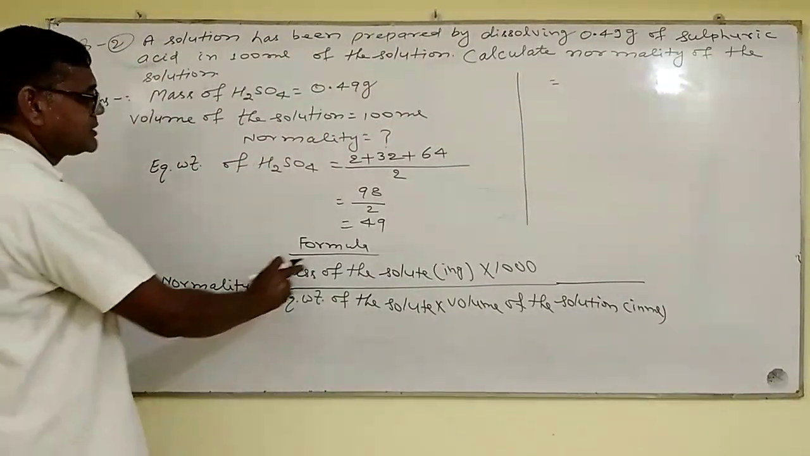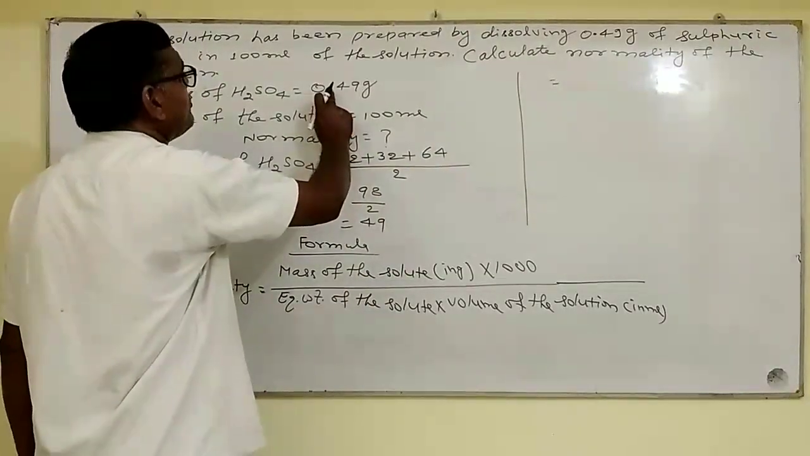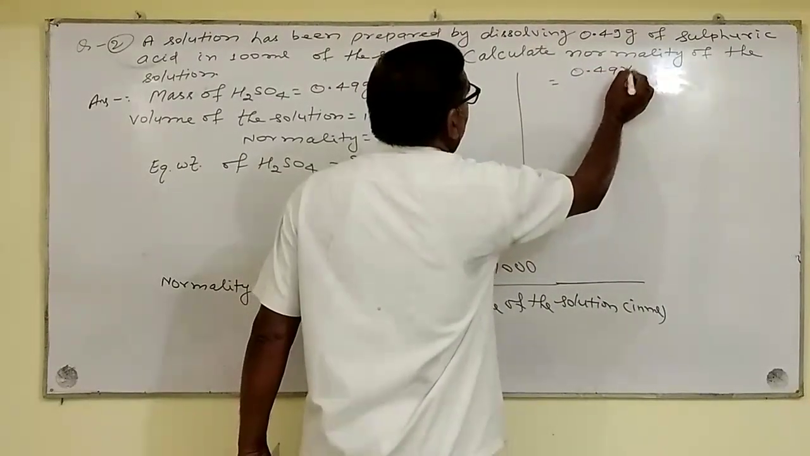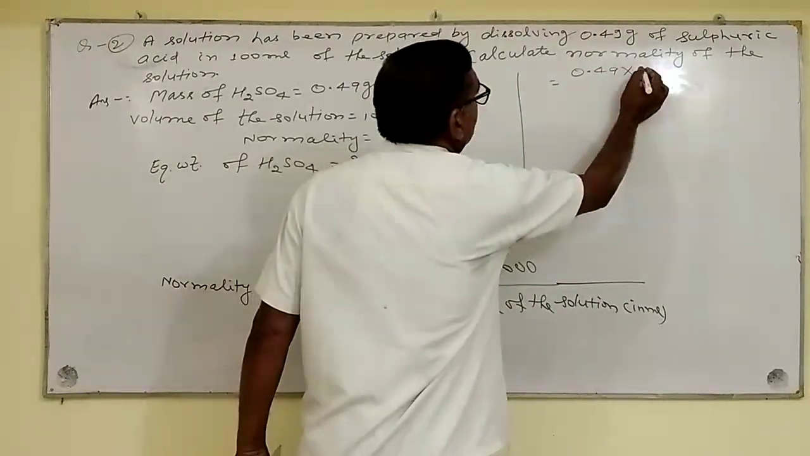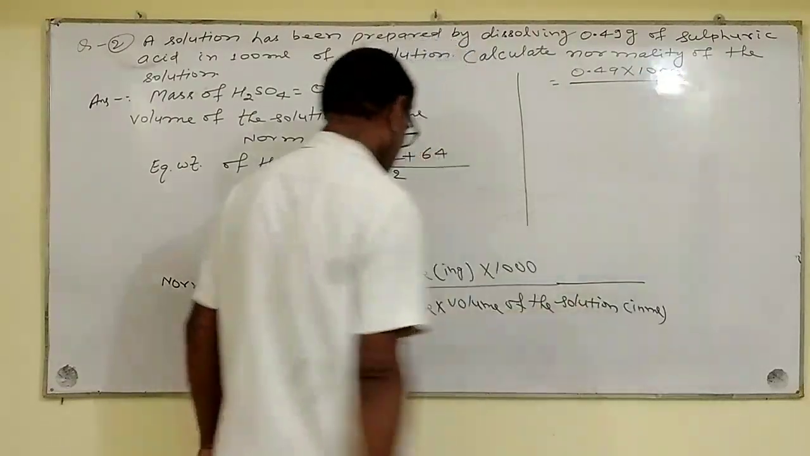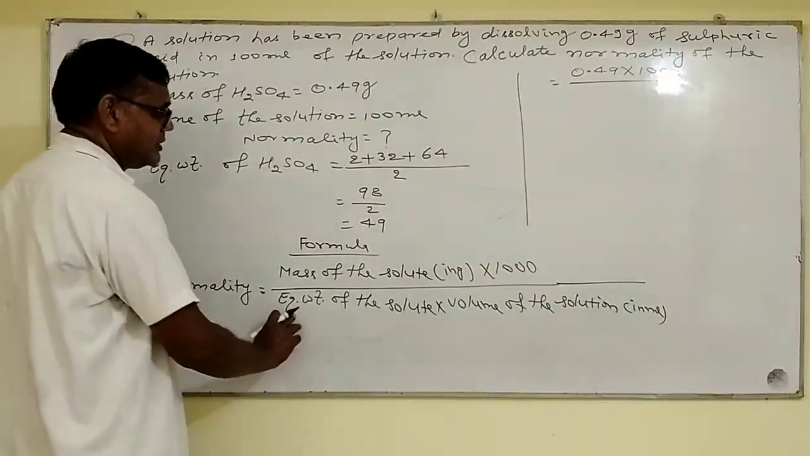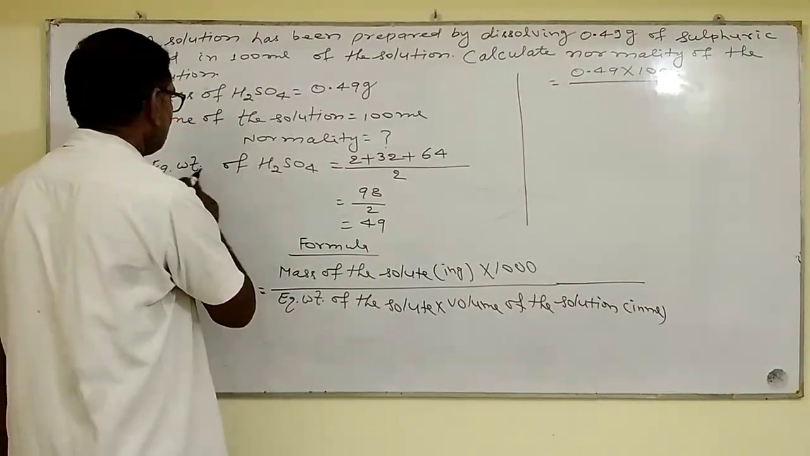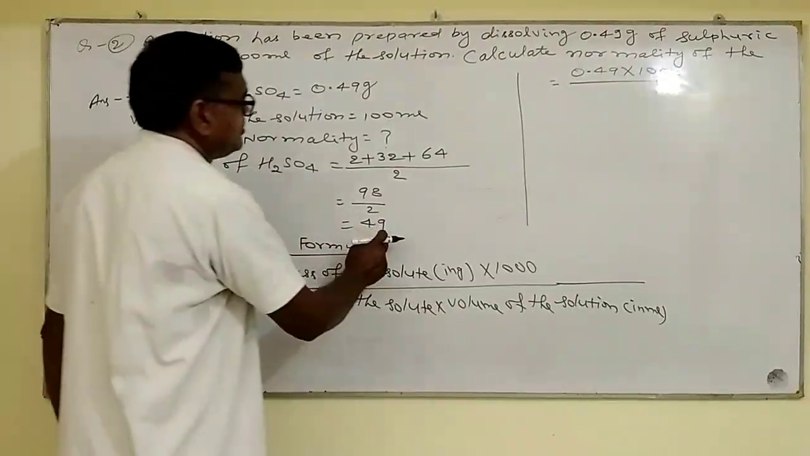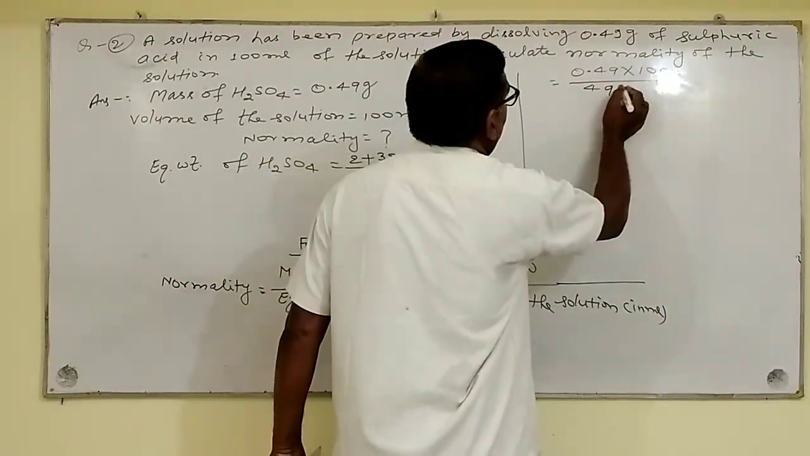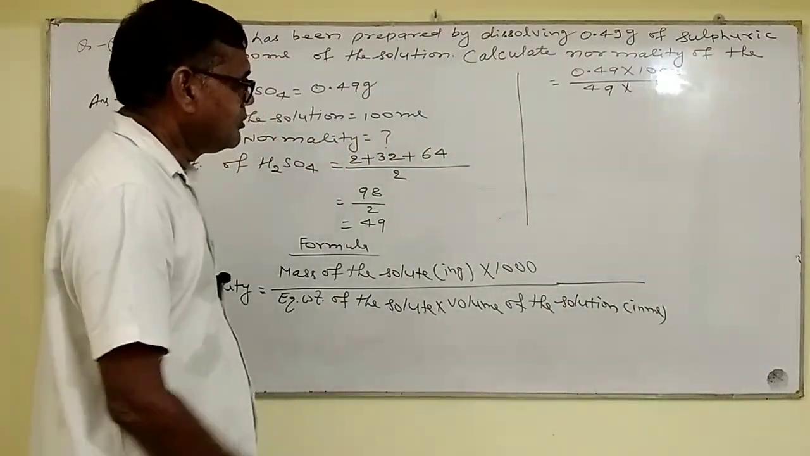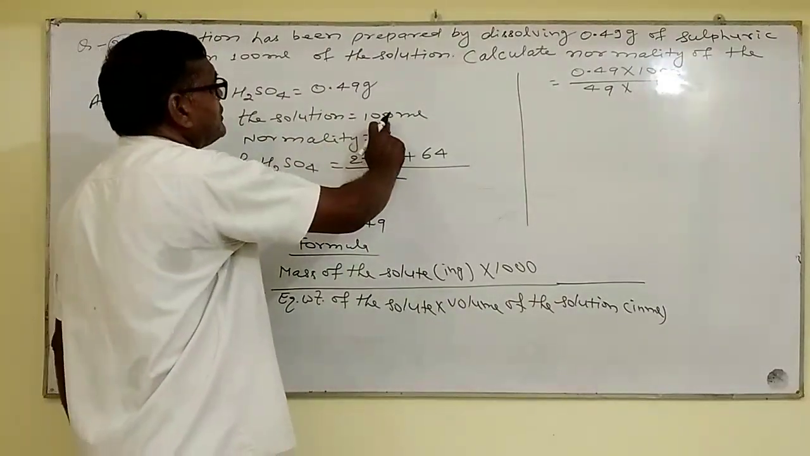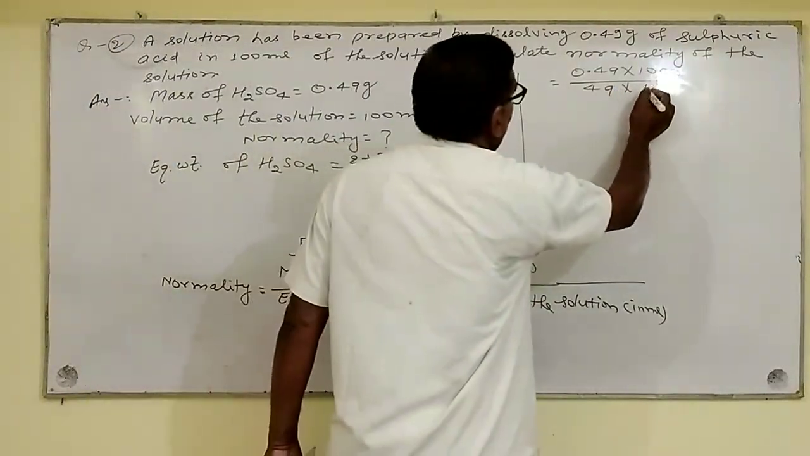In the question, mass of the solute is 0.49 gram. Here we write 0.49 into 1000 upon, here we write equivalent weight of the solute. First of all, we calculated equivalent weight of H2SO4 is 49. Here we write 49 into volume of the solution in ml. In the question, volume of the solution is 100 ml. Here we write 100.